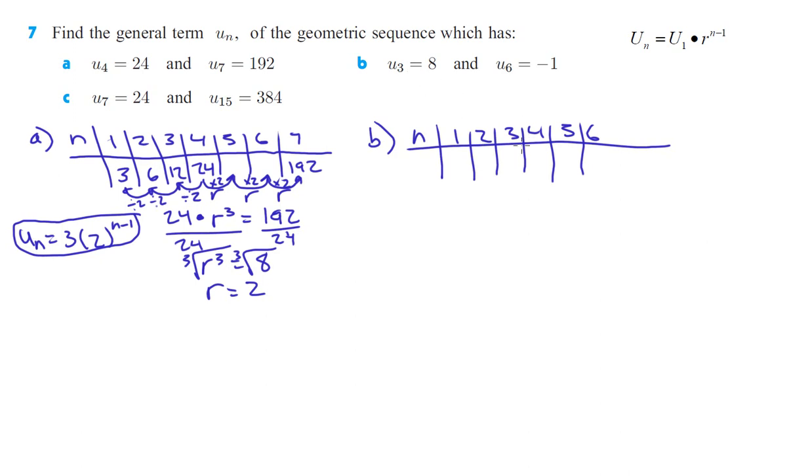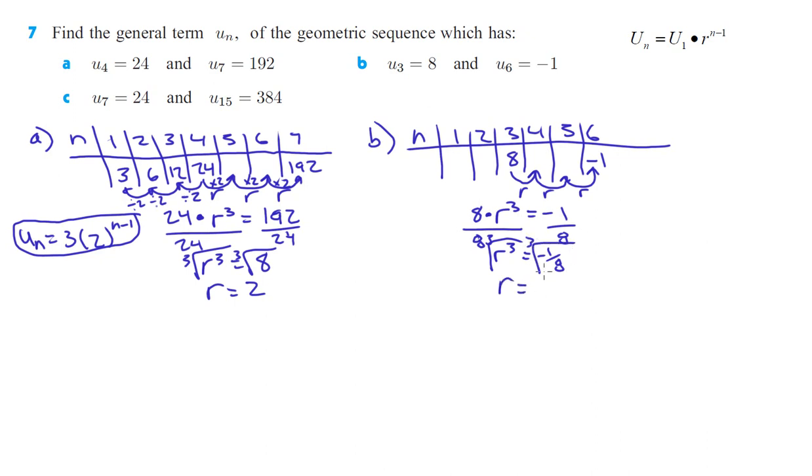Okay, we know that the third term is 8 and the sixth term is -1. So just like what we did on A, we're going to multiply by the rate 1, 2, 3 times. So we take 8, and if we multiply it by r times r times r, which is r cubed, that should give us -1. Okay, so we want to divide both sides by 8, and we get that r cubed is -1/8.